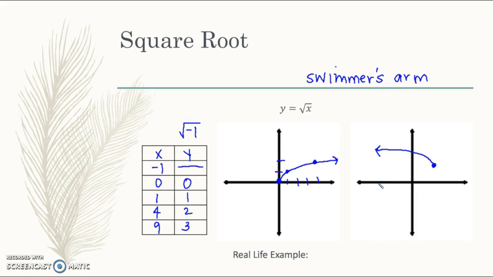So real life examples for square roots. Sometimes if you're dealing with speed, we can't really have a negative speed, and the real big one is distance. We can't have a negative distance. So you might have just the square root of a number, but we would never have a negative that we plug in for that distance.